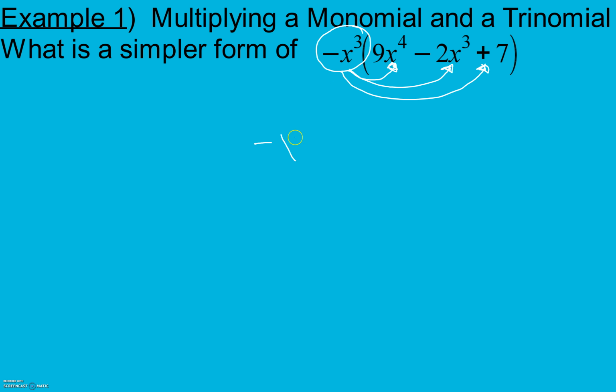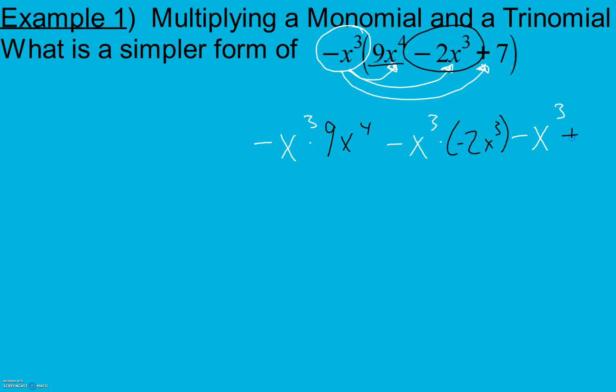So I'm going to take negative x cubed times each of the terms inside my polynomial. So times 9x to the fourth. We take the sign with the number, so times negative 2x cubed and times a positive 7.